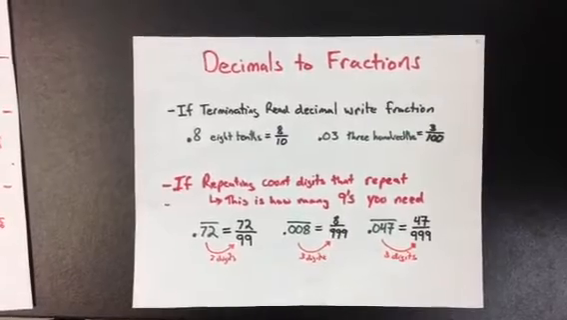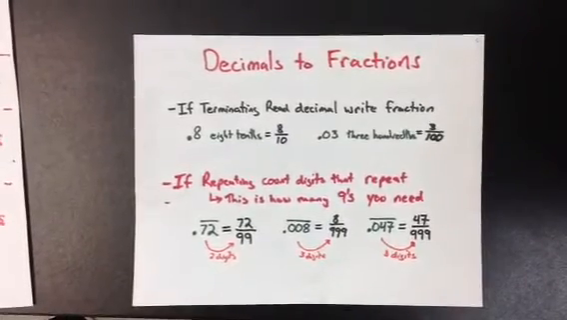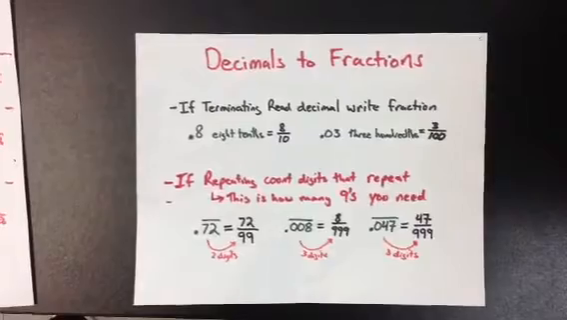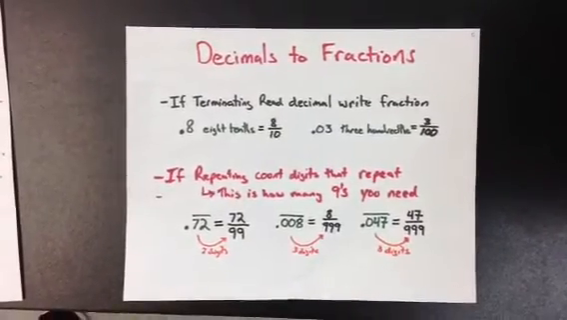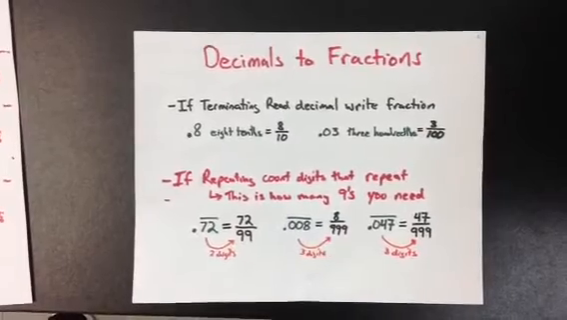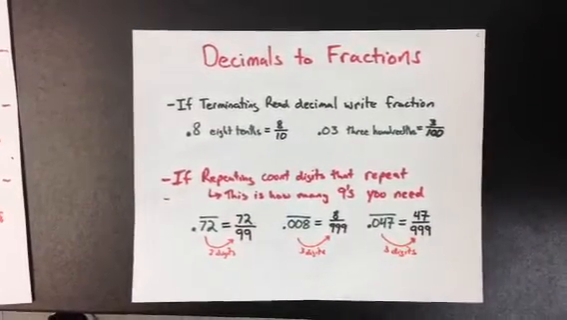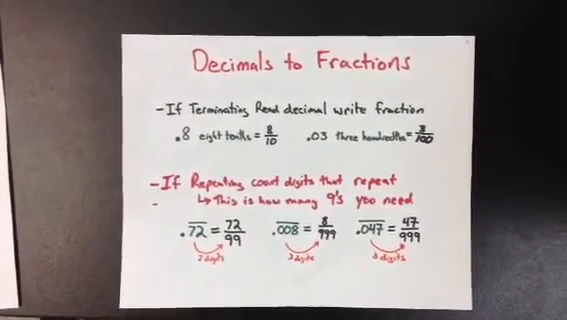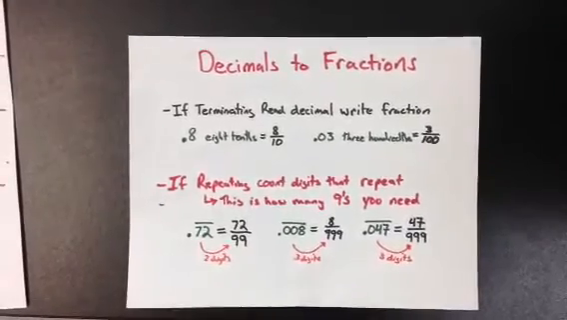Now, if it repeats, count the digits that repeat. This is how many 9's you need. So 0.72 repeating means you only need 2 9's. For 0.008 repeating, you need 3 9's, but only one number is going to be on the top. Now, 0.047 over 999, there are 3 numbers, but you're only going to have 2.